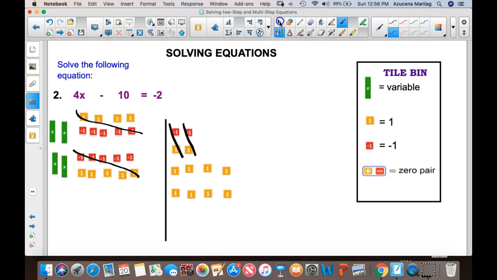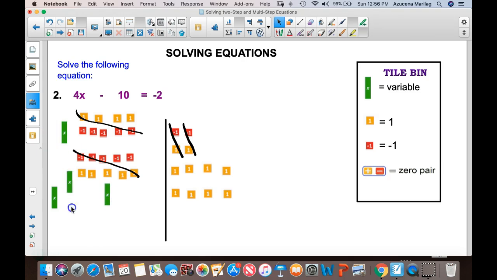So what do we have left? We have 4 green rectangles that represents 4x, and we have 8 yellow squares. So if we share or divide the 8 yellow squares by the 4 rectangles, how many yellow squares will be paired with each rectangle? And yes, it's going to be 2. So that's x equals 2.